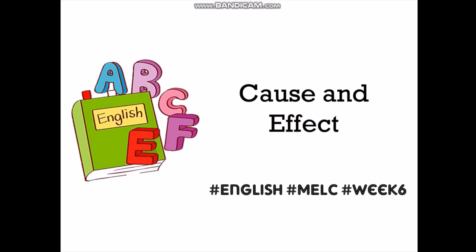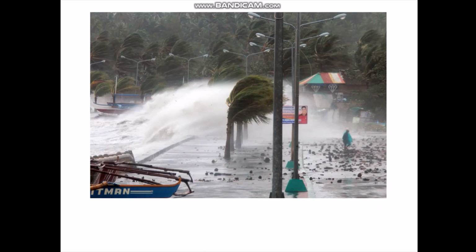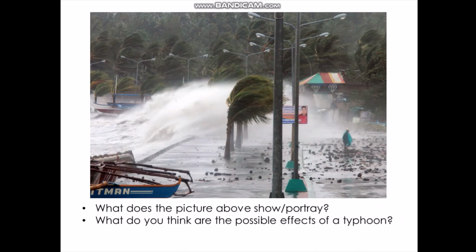So now let's have the cause and effect. This lesson is for week 6. So for our objective, we need to identify the effects based on given causes and vice versa. So look at the picture. So what do you think this picture is showing us? Very good. It's about a typhoon. So what do you think are the possible effects of a typhoon?